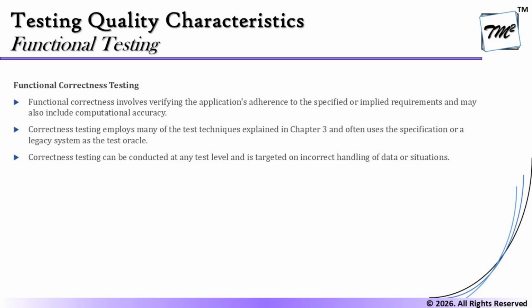But alongside these kinds of executions, we have a few quality characteristics to be measured when it comes to functional testing. And the three which we are talking about are functional correctness, functional completeness, and functional appropriateness. Now, in order to talk about these three one by one, let's start with the first one, that is functional correctness testing. Functional correctness involves verifying the application's adherence to the specified or implied requirements and may also include computational accuracy.